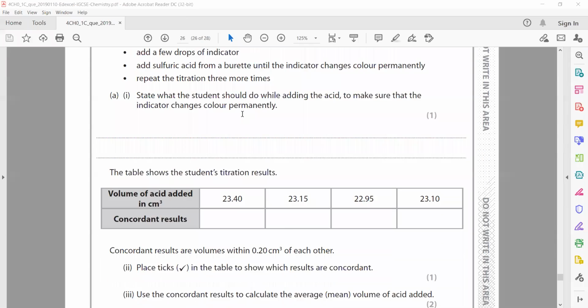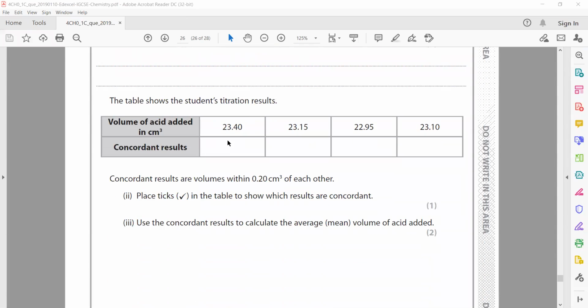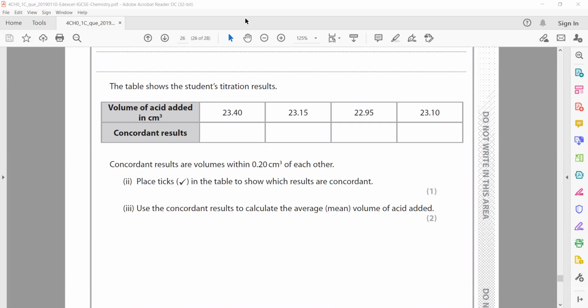The table shows the volume of acid which is added in the concordant result. Concordant to 0.2 means 0.2 more or 0.2 less. That will be the concordant. So 23.43, 23.40, 23.